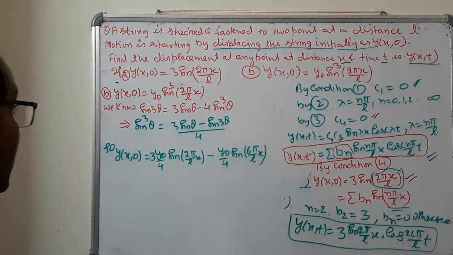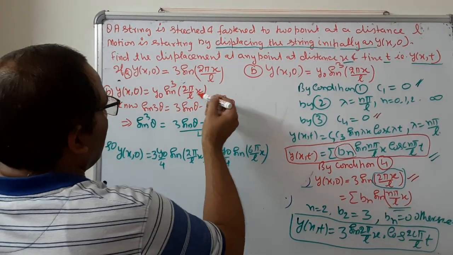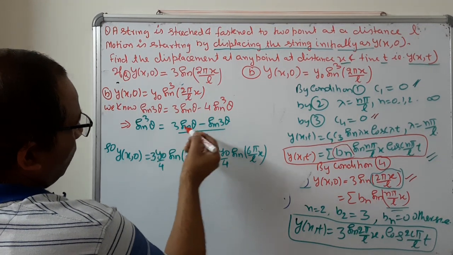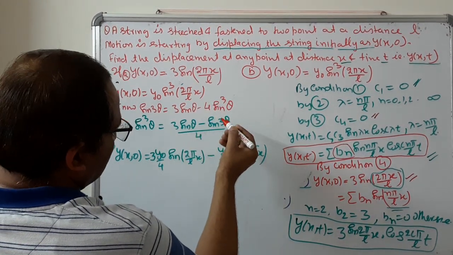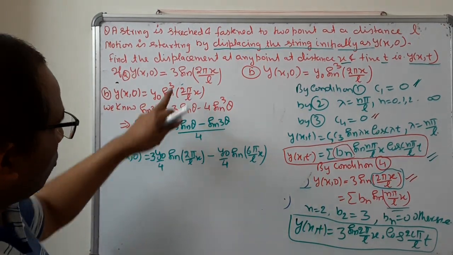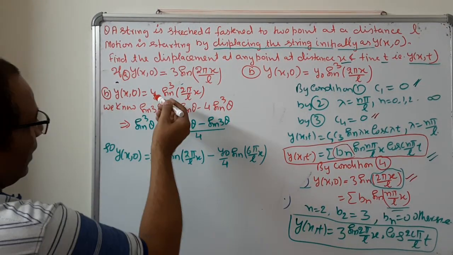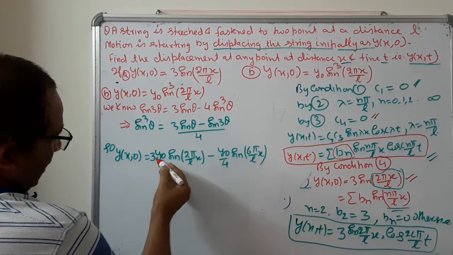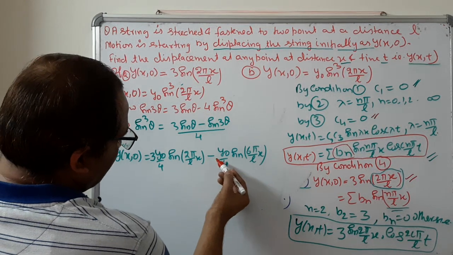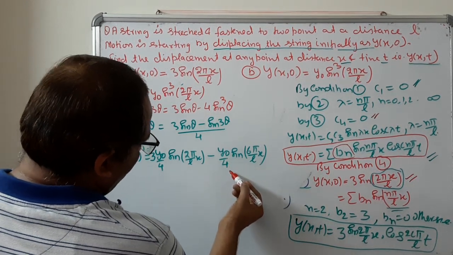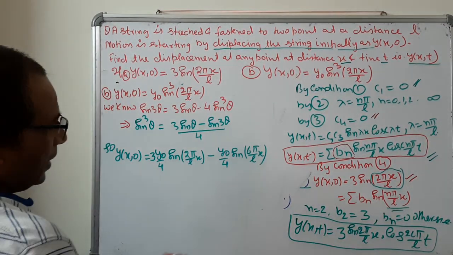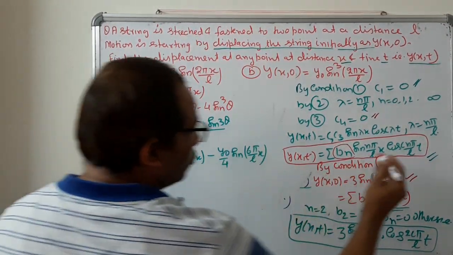And what is the value of theta? Value of theta is 2 pi x upon L, right? So from here we can find out that sin cube theta is equal to (3 sin theta minus sin 3 theta) upon 4. And put theta equal to 2 pi x upon L, and y naught is already there. So 3 y naught upon 4 sin 2 pi x upon L minus y naught upon 4 sin 6 pi x upon L, right?